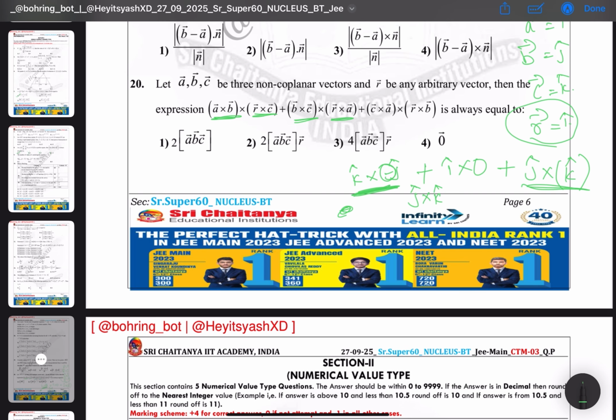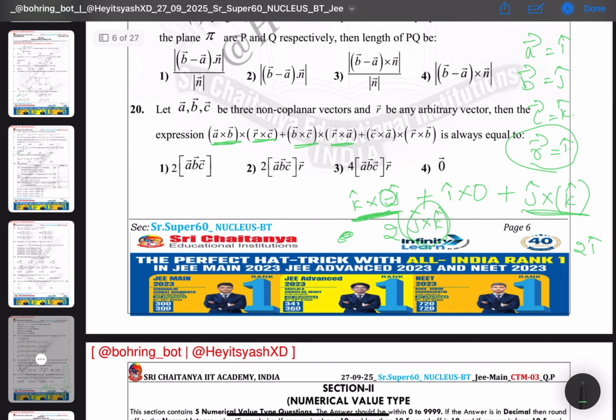This is also j bar cross k bar. So 2 times j bar cross k bar, and j bar cross k bar is i bar. So this is 2 i bar. Correct? This is 2 i bar, i cap.